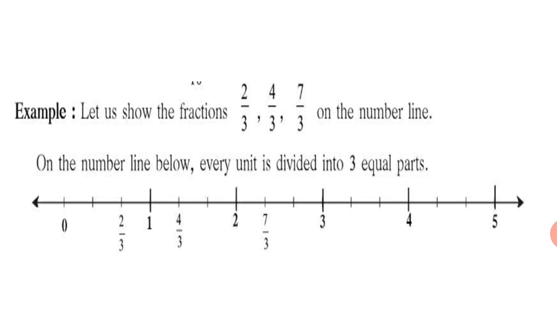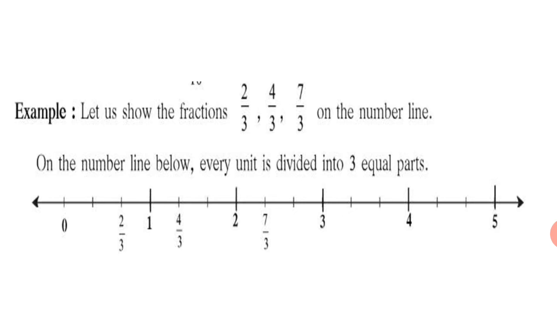So you have to remember that the number line must be divided into as many equal parts as the denominator of the fraction. So on the number line below, every unit is divided into how many equal parts? 3 equal parts. So if I have to show 2 upon 3, I will start from 0 and count 2 units and write down 2 upon 3. 4 upon 3 is shown after counting 4 from 0. And 7 upon 3, from 0 you count 7 units and write down 7 upon 3.